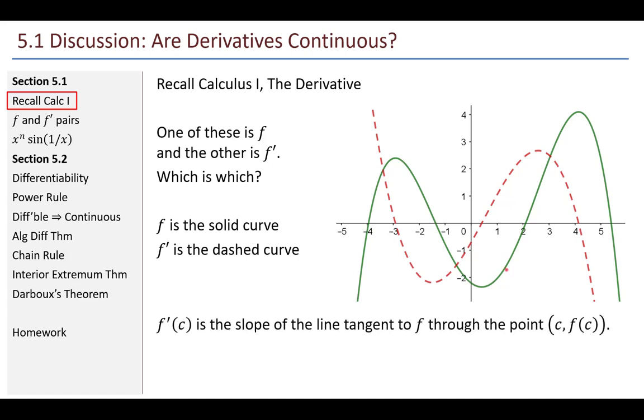One way that we think about the derivative at a point c is that f prime of c is the slope of the line tangent to f through the point c, f of c. So what about 4, for example? At 4, I go up to the graph f, and I find the point on the graph, and I make a tangent line, and this line has a slope. Maybe it's a little bit less than 1. Let's say the slope is about 0.8. So that's the value of the derivative. Right, 0.8. So f prime of 4, for example, is about 0.8.